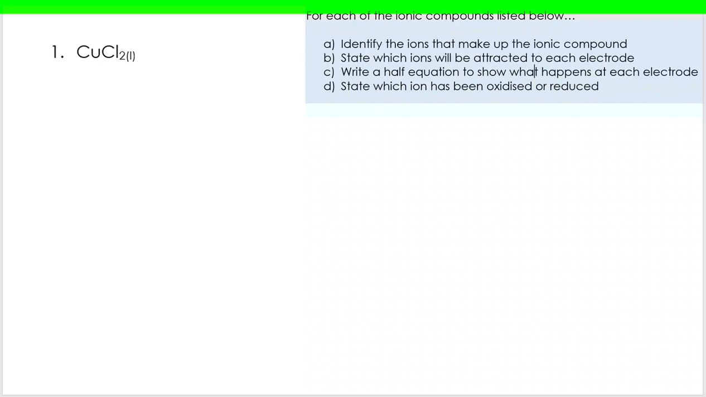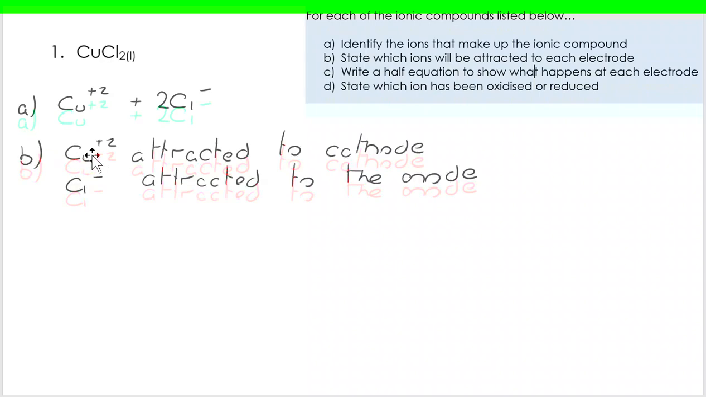So, what ions make this up? Well, chlorine is in group 7, so it forms charges of -1. There are 2 of them, so the copper is +2. Copper is the positive ion, so that's attracted to the negative cathode. Chloride ions are negative and attracted to the positive anode. So what's going to happen at each one?